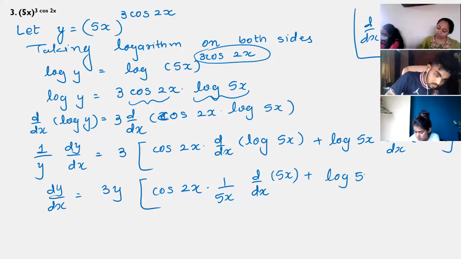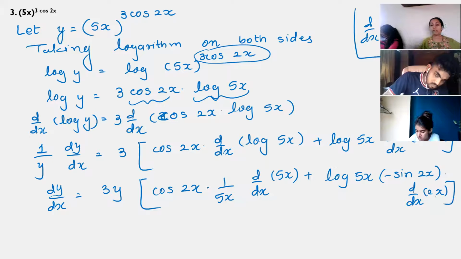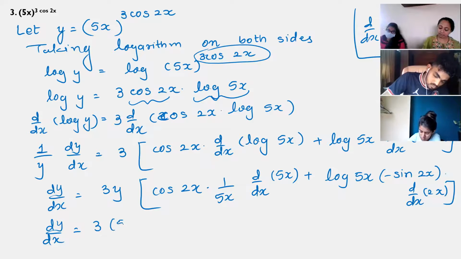Then plus log 5x times d by dx of cos x, which has a minus sign, whatever the angle is, 2x, but it is not x. Anything else means again the chain rule for this 2x also. Anything other than x is there, apply the chain. This needs to be remembered: 3 into y, where y is 5x to the power 3 cos 2x.